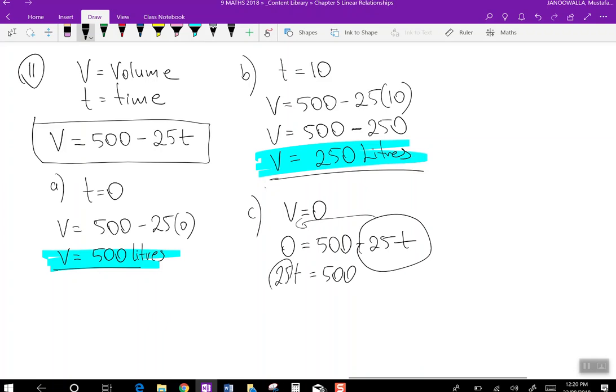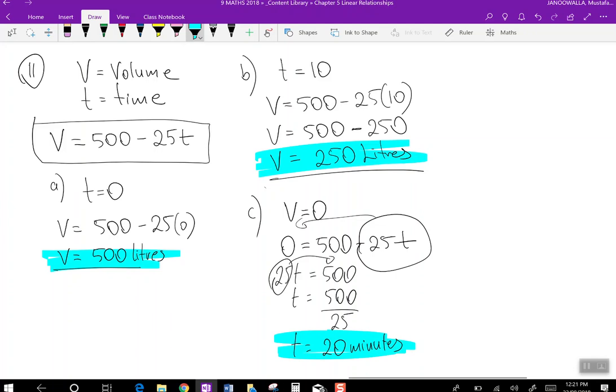Then if I want to separate the 25, it becomes division. So T is 500 divided by 25, which is what? Good. 20 minutes. And that's your answer for part C. Any questions with that? Excellent. So we know at V equals 0, T is 20.